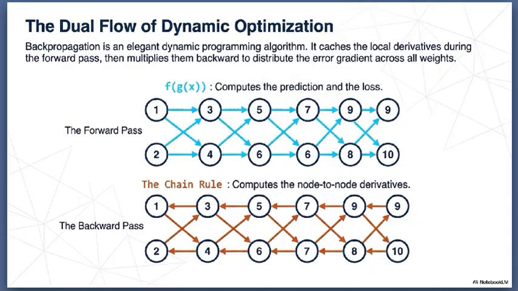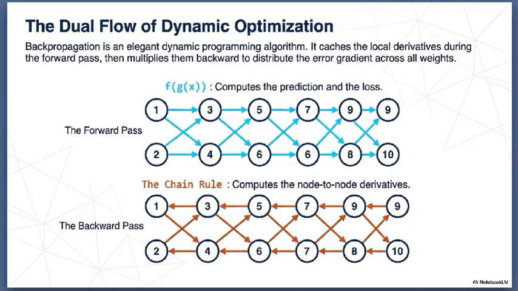And then it checks that final outcome against the correct answer to find the error, the loss. It realizes the chord is out of tune. Right. And this is where it throws it in reverse for the backward pass. Exactly. During the backward pass, it utilizes the chain rule from calculus. Because it cached all those local derivatives, it can multiply them backward along the exact same pathways. It distributes the error gradient across all the learned weights in the network.